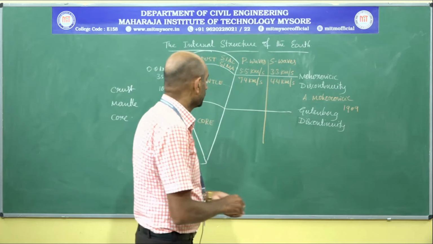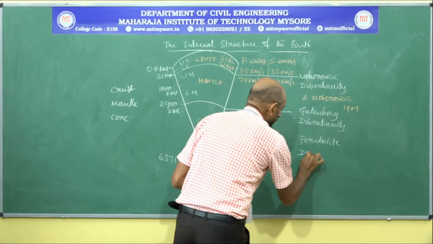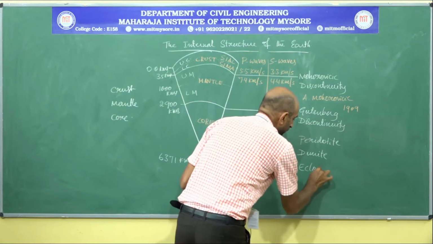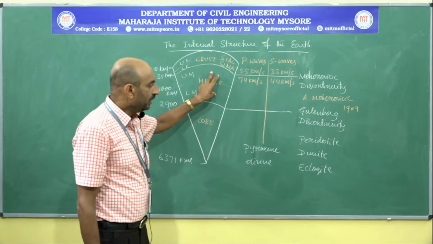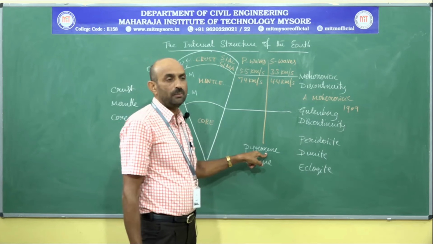Peridotite. This is peridotite, dunite, eclogite. The mantle is composed of peridotite, dunite, eclogite kinds of rocks and pyroxene group of minerals and olivine minerals.